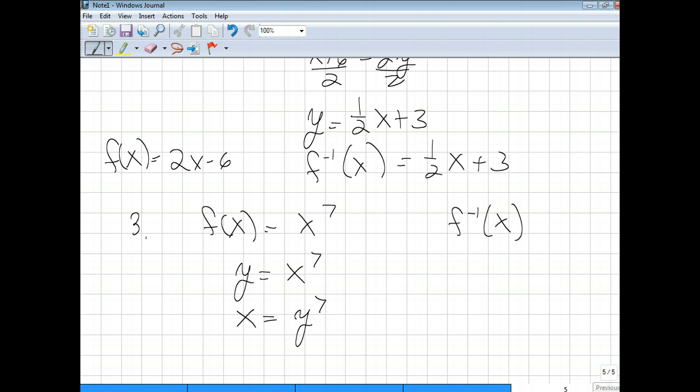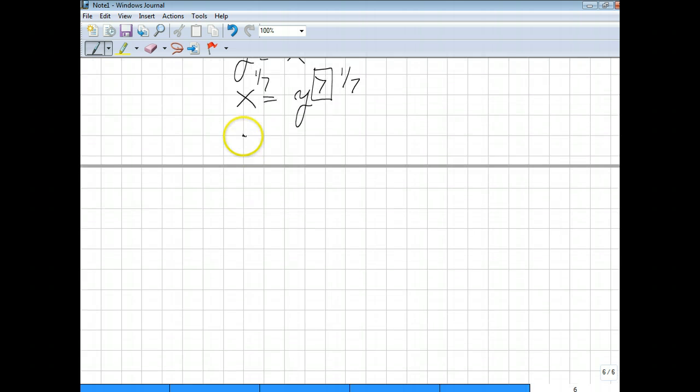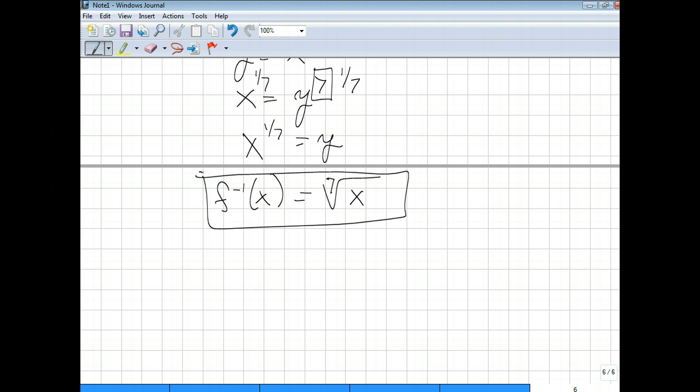The next thing is to solve for y. I need this to become a 1, so I'm going to multiply this side by 1/7, and I need to multiply this side by 1/7. I'm multiplying the exponents there. So x to the 1/7 equals y. And so f inverse of x is equal to the 7th root of x. And that is the inverse function.